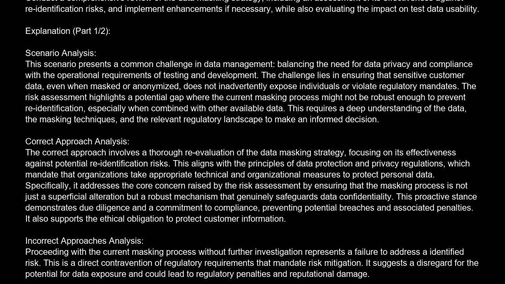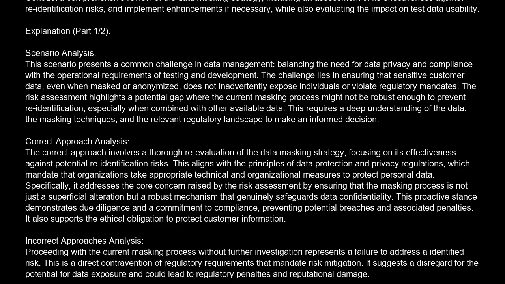The correct answer is C. Conduct a comprehensive review of the data masking strategy, including an assessment of its effectiveness against re-identification risks, and implement enhancements if necessary, while also evaluating the impact on test data usability.